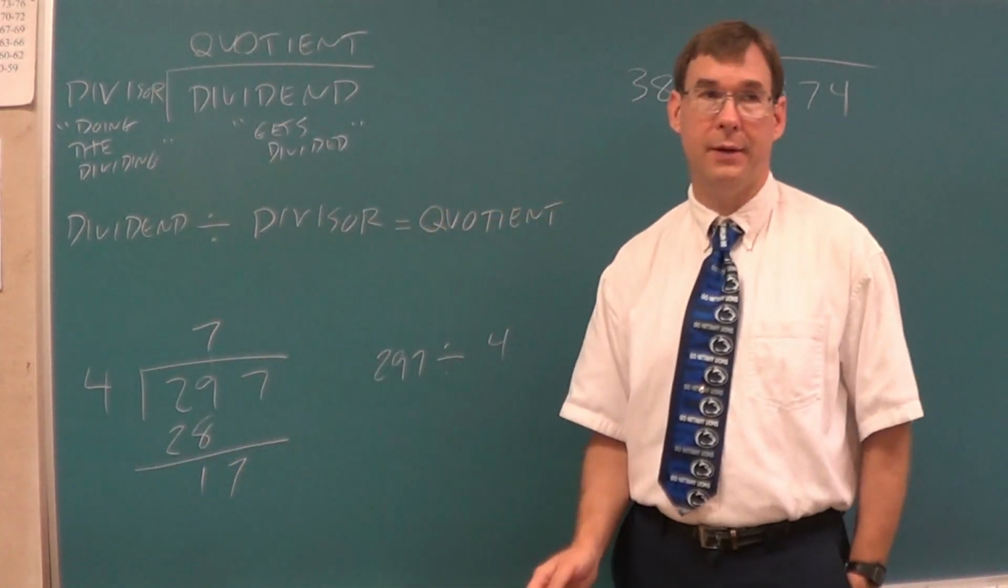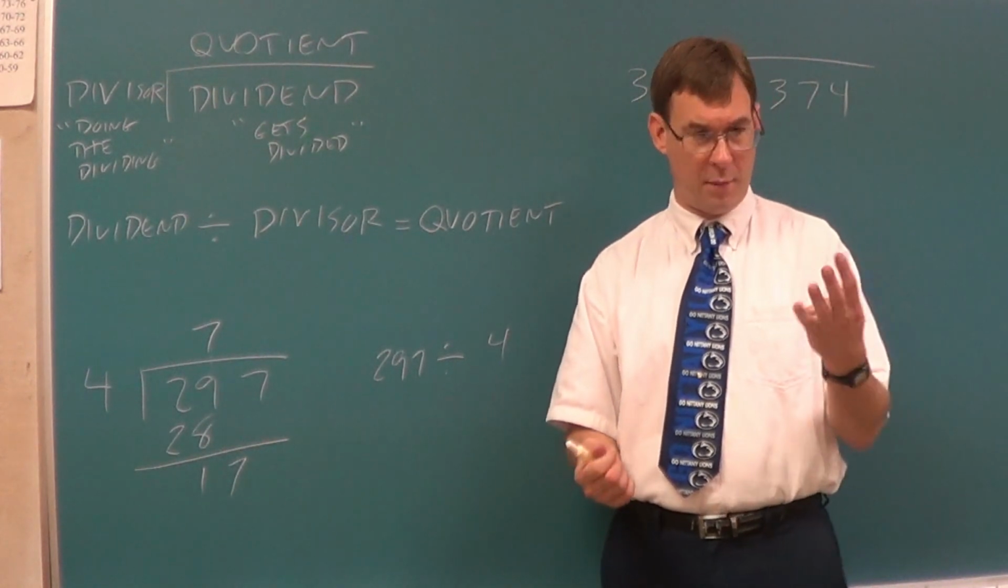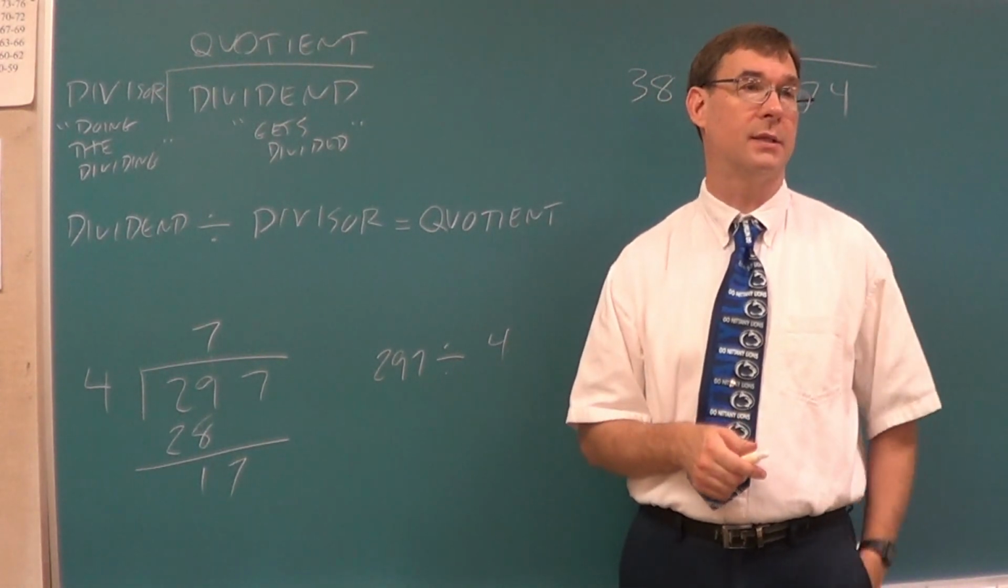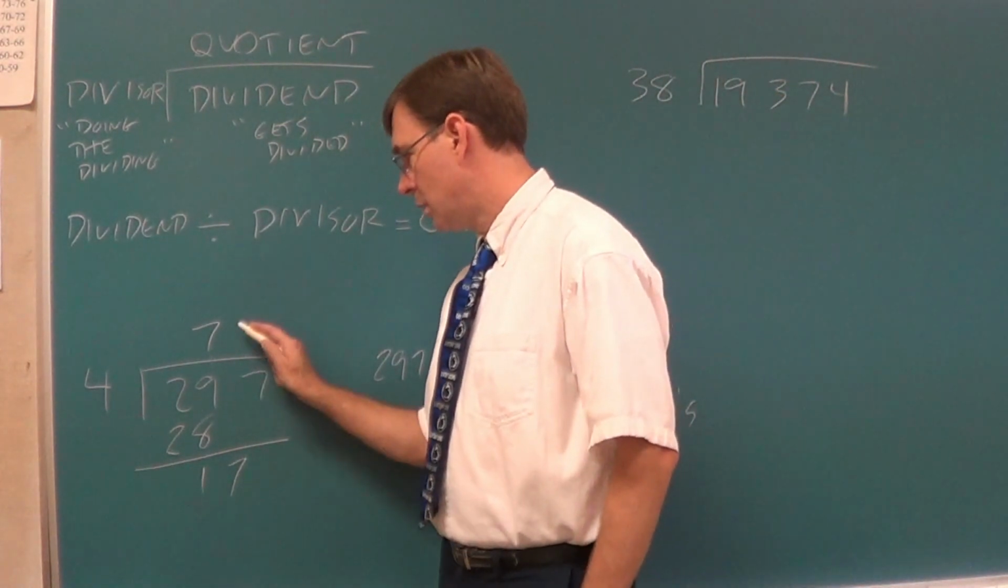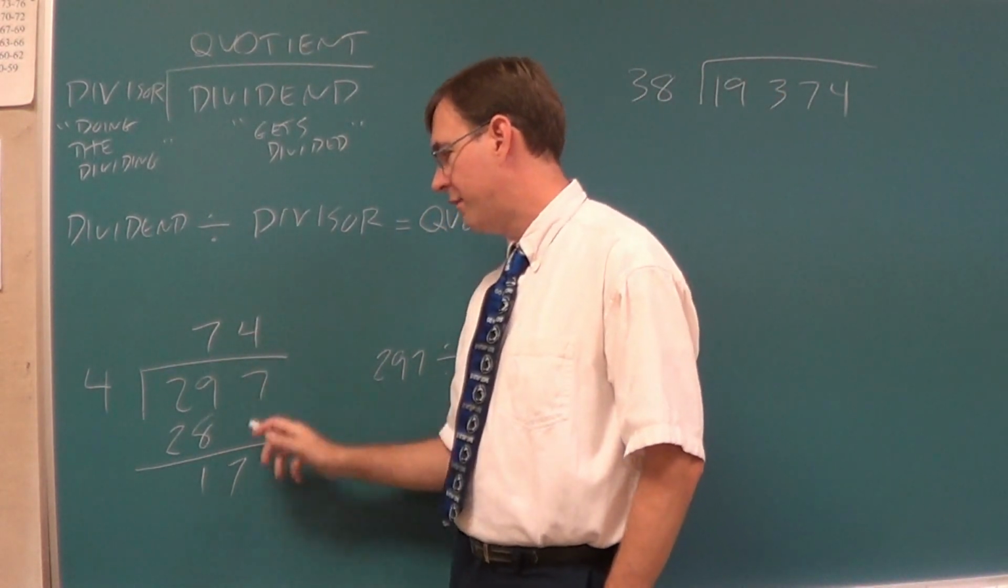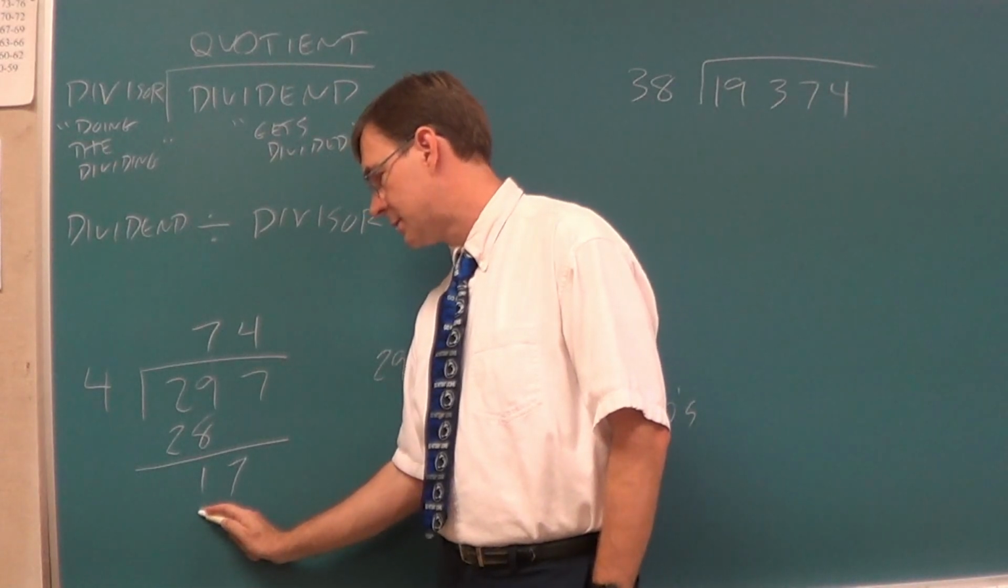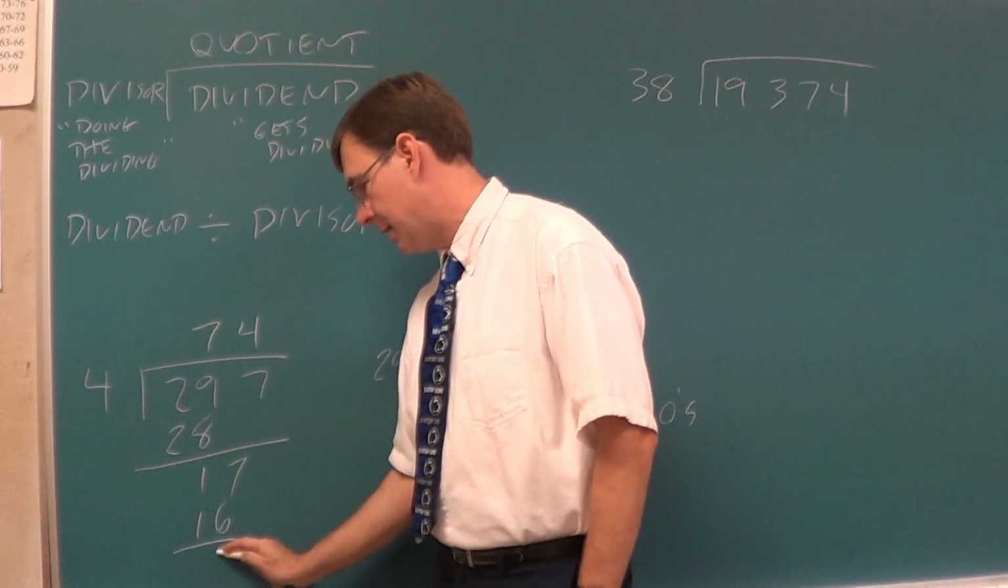Can 4 go into 17? You know, count by 4s. What's the closest you can get to 17? 4 times 4, so we'll go 4 above the 7. Makes 16. Gets us 1.